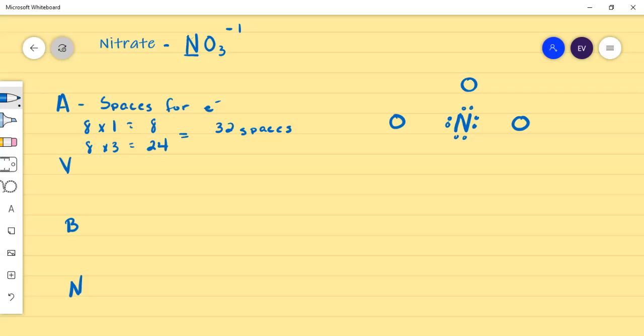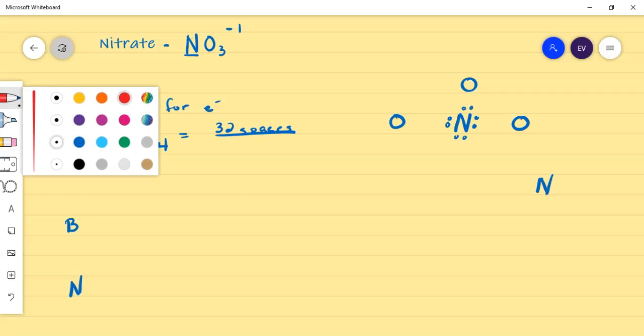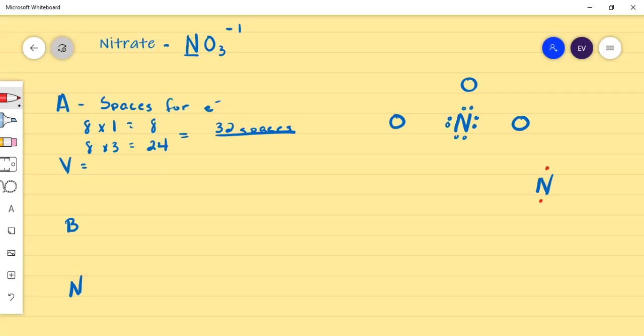Now, we got our spaces. Valence electrons has to do with how many valence electrons these atoms actually have. Taking a look at nitrogen, for example, even though nitrogen has spaces for 8 electrons, when it comes to actual valence electrons, it only has 5. Oxygen, even though it has space for 8 electrons, only has 6 valence electrons available. So let's go ahead and add these up.